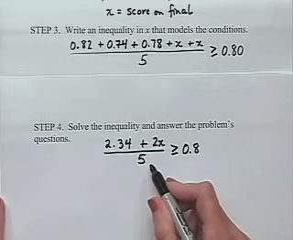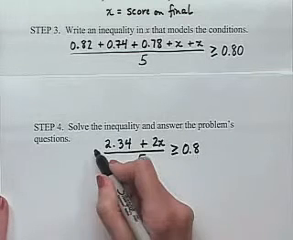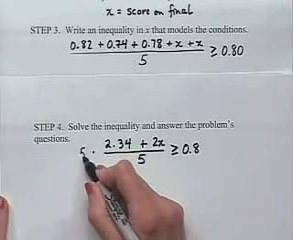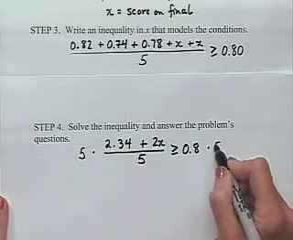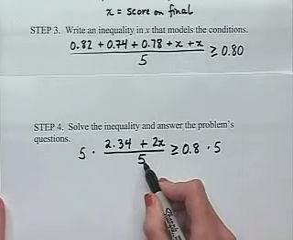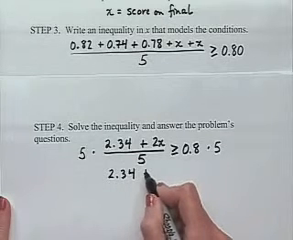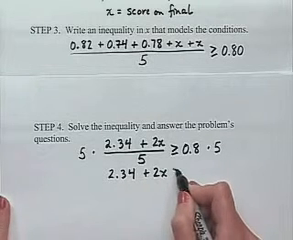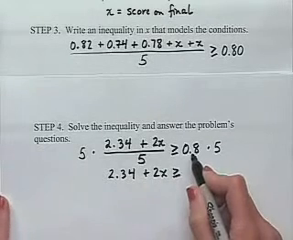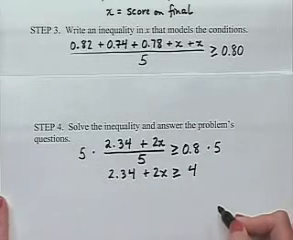To solve this, we notice that we can multiply both sides of the inequality by 5. I'm going to go ahead and write that in here. We'll multiply by 5 on the left and multiply by 5 on the right. When we multiply by 5 on the left, our 5's cancel. We are left with 2.34 plus 2x. When we multiply on the right, 8/10 multiplied times 5 is going to give us a value of 4.